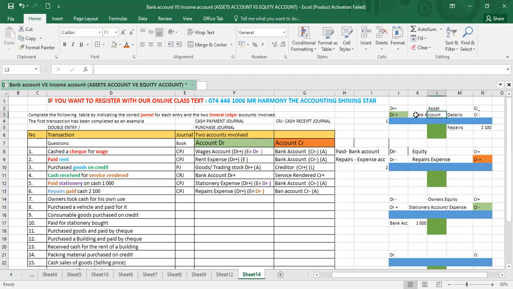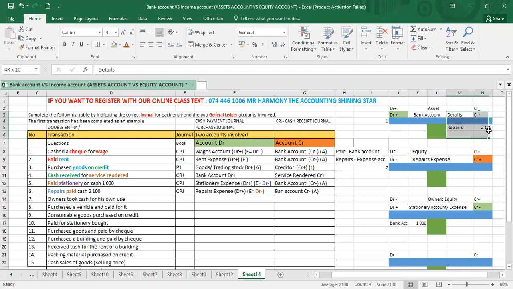So when I narrate, you use the bank account of your business. What is it that you are paying for? You are paying for repairs. How much is the repairs? It is 2,100. The bank account decreases on the credit side. We are now left with the repairs account, which is an expense that falls under equity account.